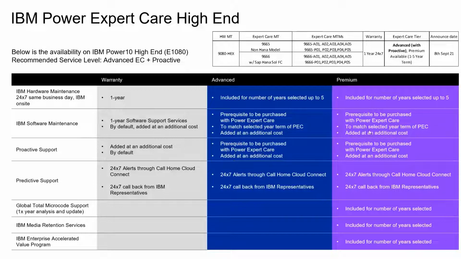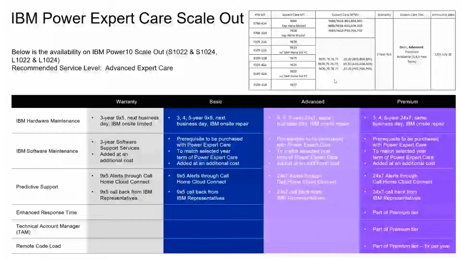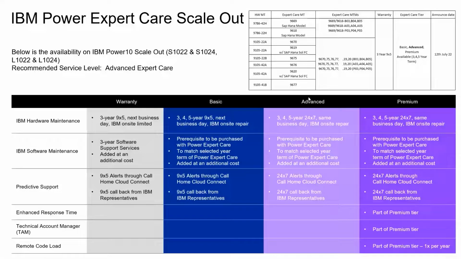Again, let me flip back to scale out. The majority of our clients that buy scale out boxes buy 24/7 warranty service upgrades. We expect those same clients to purchase advanced Expert Care, right? They're used to having, and they like to have, that 24/7 support. The warranty service upgrade is not there, but advanced Expert Care is the option for them.